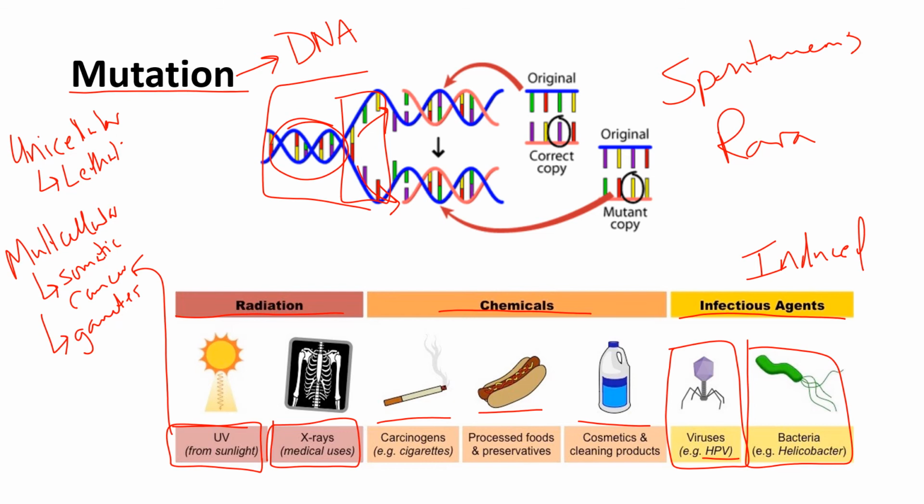So a mutation is defined as a permanent change in the DNA, and mutations can be caused by spontaneous mutations, which involve normal processes in the cell, or they can be induced by mutagens. And those mutagens are things from outside the cell that damage the DNA.